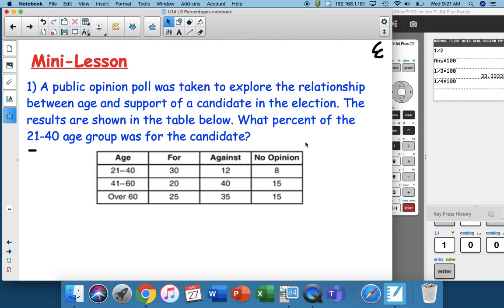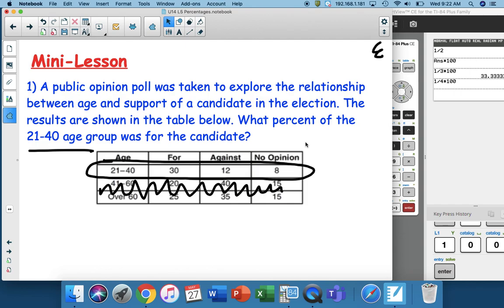Is just the 21 to 40 age group. So that is only this. That's all that matters. Nothing else matters. Don't worry about 41 to 60 or over 60 because they're not asking us for that. They're just asking us for the 21 to 40 age group. So they're asking us what percent of the group was for the candidate.